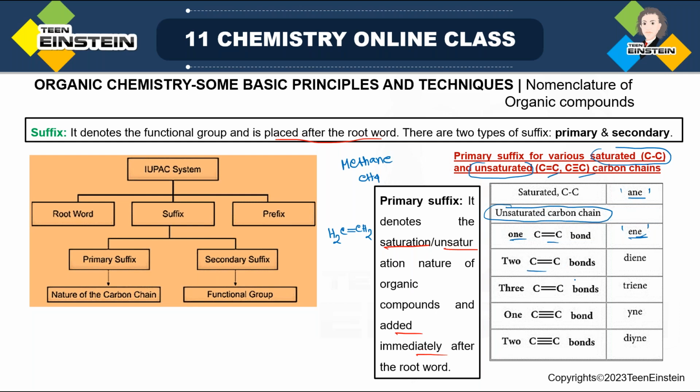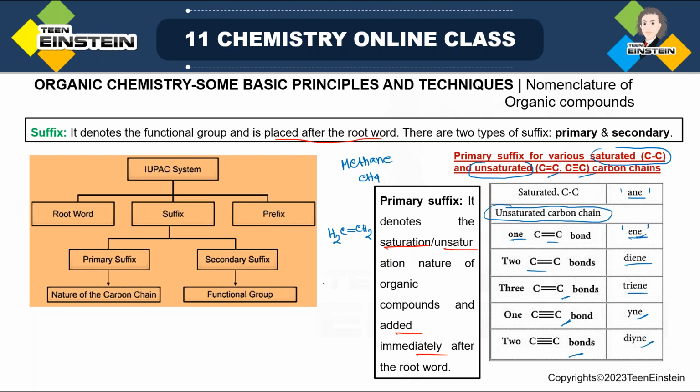If it is 2 CC double bonds, it will be simply diene. Just like that, if there are 3 CC double bonds, it will be triene. Now come to triple bond. Suppose there is 1 triple bond. Then the term we use is YNE. If 2 triple bonds, diyne.